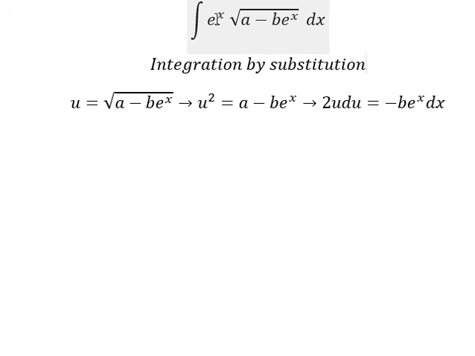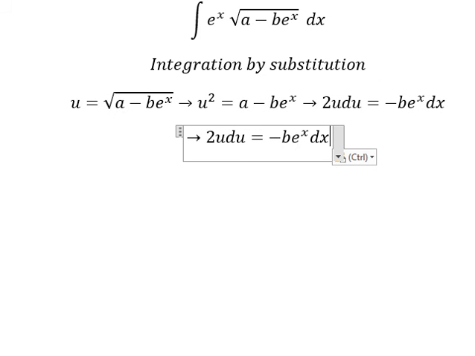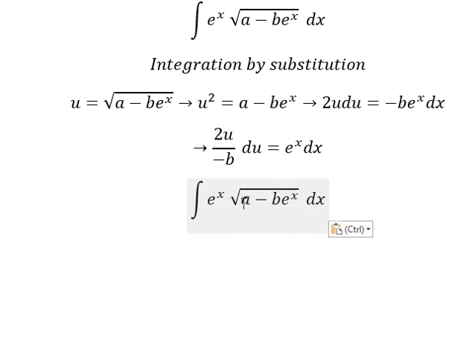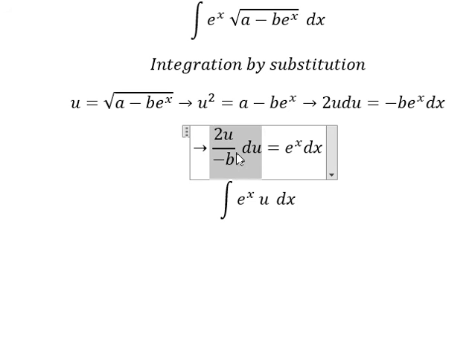Next, because we don't have negative b next to this one, we need to divide both sides by negative b. So this one we change by u. E to the power of s ds we change by this one.